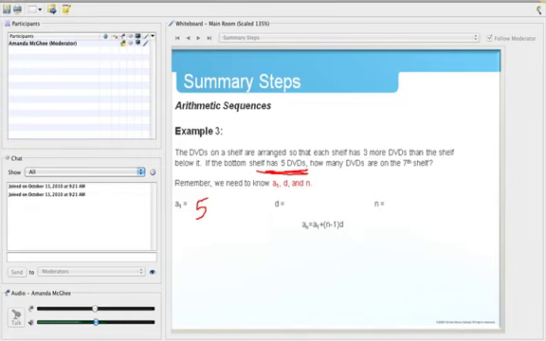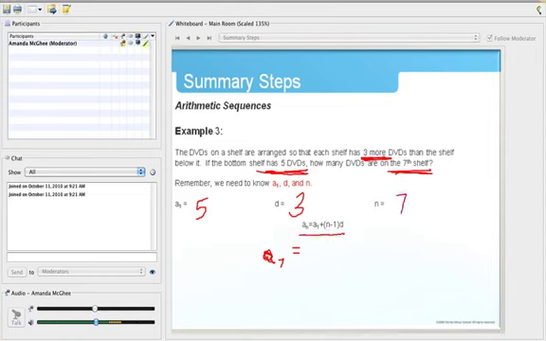What is the common difference? Well, what do these shelves have in common? Each shelf has 3 more. Okay, so that means we're going to add 3 each time. So the common difference is a positive 3. And we are trying to figure out the 7th shelf. So that would be A7. All right, so n must be 7, right?